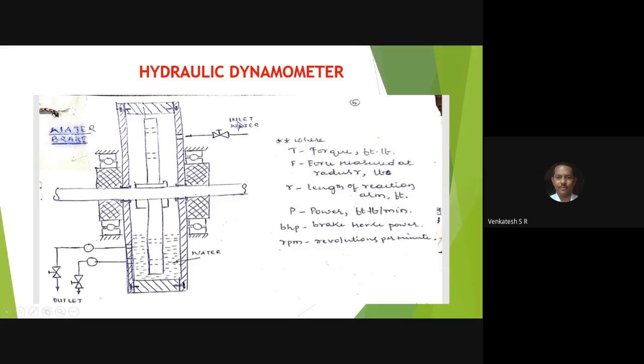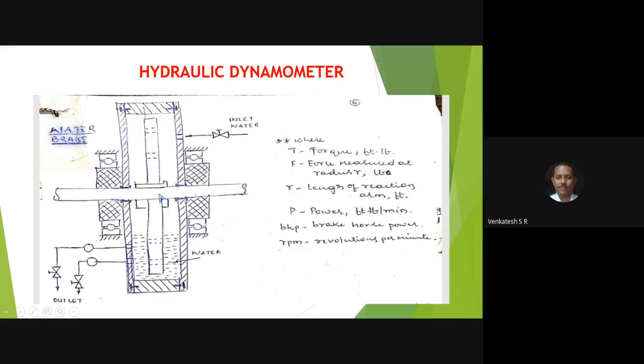This is the inlet of water and this is the outlet of water, and the shaft is supported on 4 bearings, left side and right side. This hydraulic dynamometer is also called as water brake.